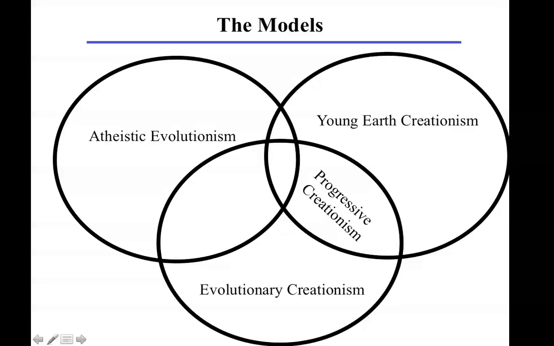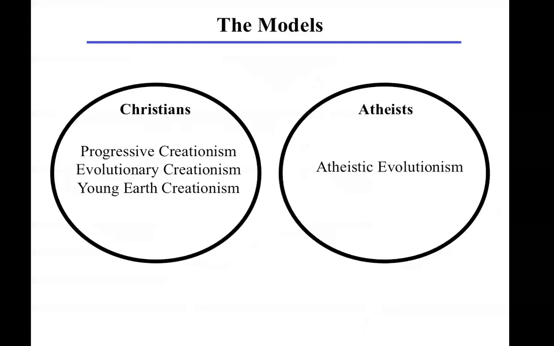Evolutionary creationism and young earth creationism don't overlap a whole lot, but progressive creationism kind of lies as a middle ground between these two views, and that'll become more clear in future videos. But at the same time, I want to recognize that progressive, evolutionary, and young earth creationists are all Christians, so they all believe in God and Jesus, and atheists are going to accept atheistic evolution. So again, the disagreements between these three different types of creationism are in-house disagreements. In other words, it's Christians that are disagreeing over how to interpret science in the Bible, but they're all still Christians.